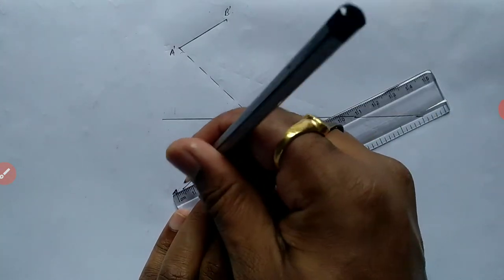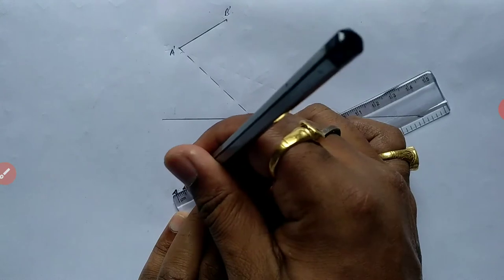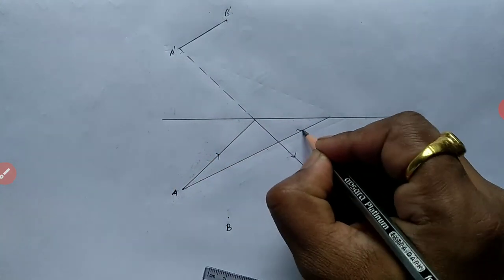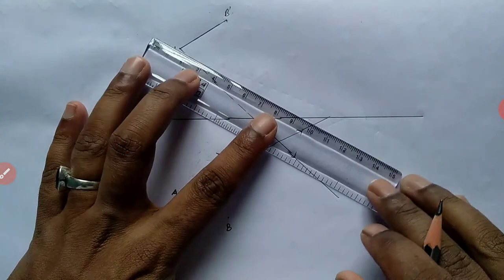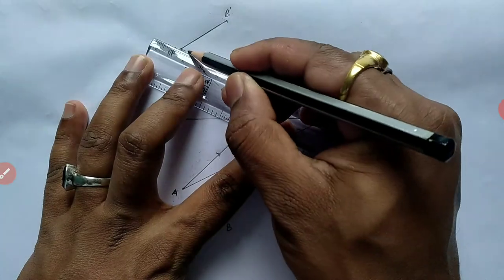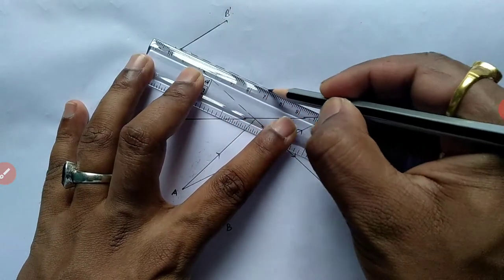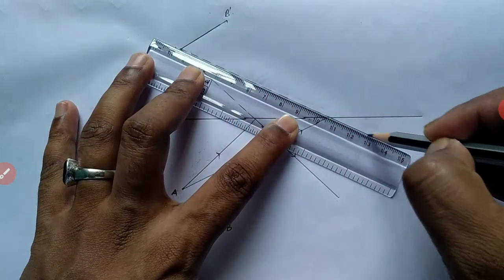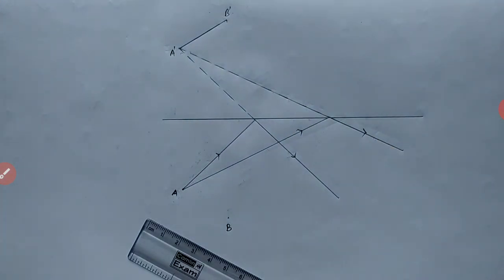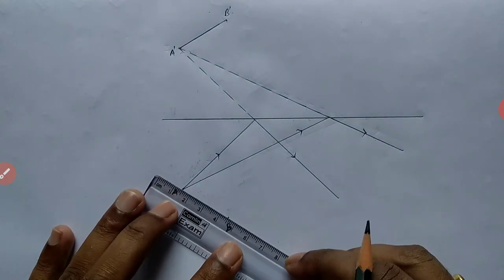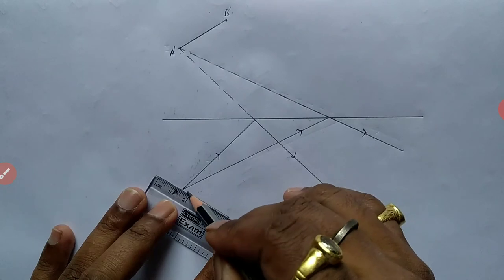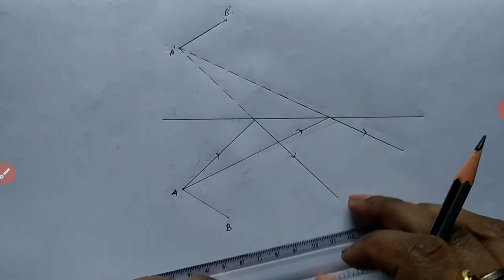Then from the point A I am taking another incident ray which strikes the mirror, and it should have a reflected ray which needs to start from A dash. Again I am drawing a dotted line and then a straight line outside the mirror. As you have seen, now I think I can join A and B. I think you have seen that any line behind the mirror should be dotted.